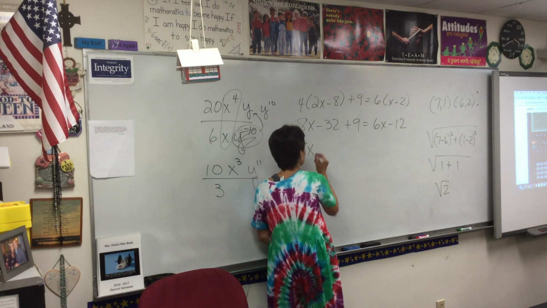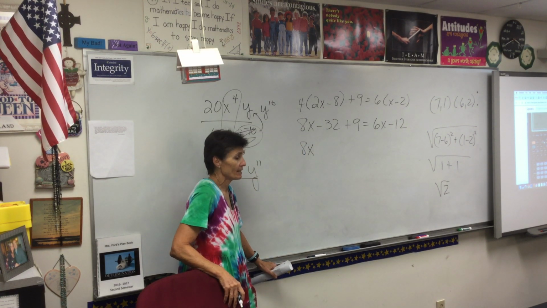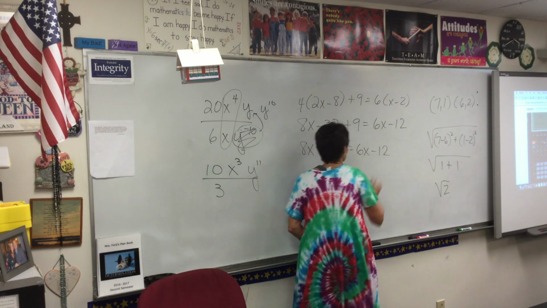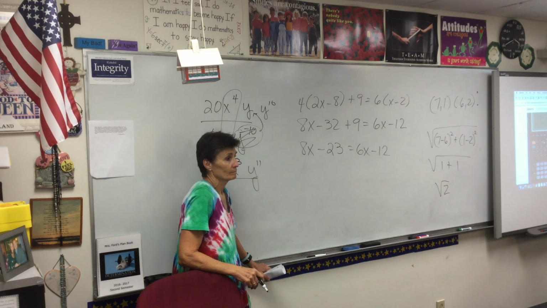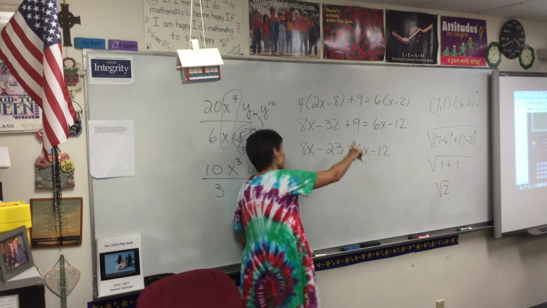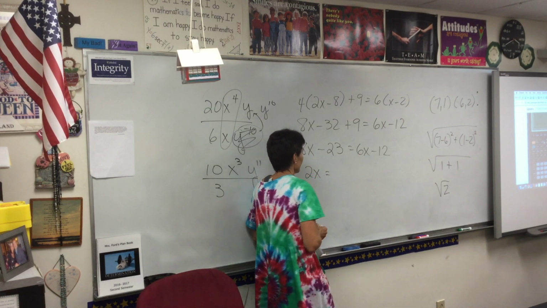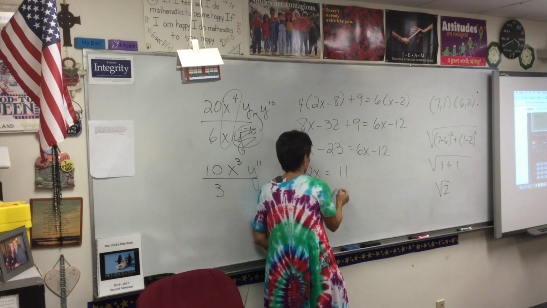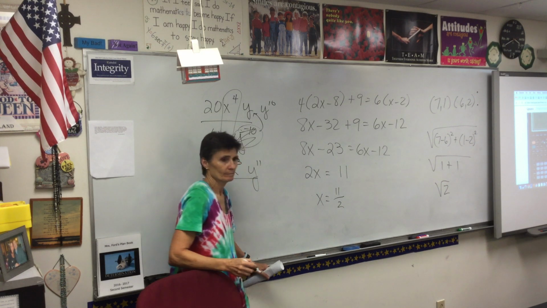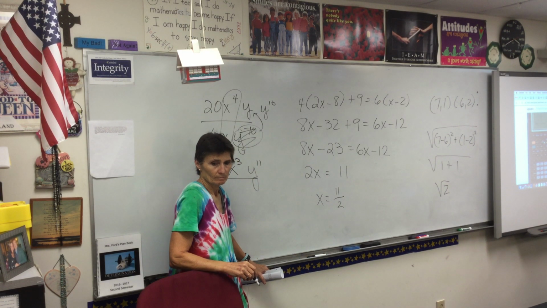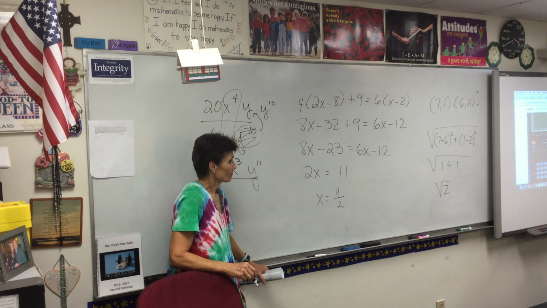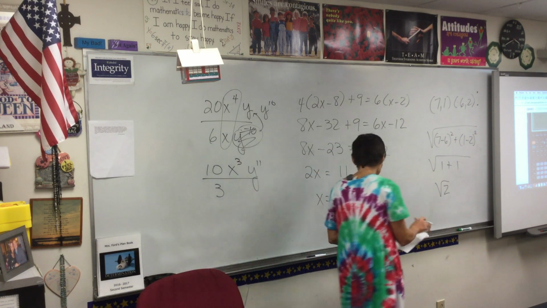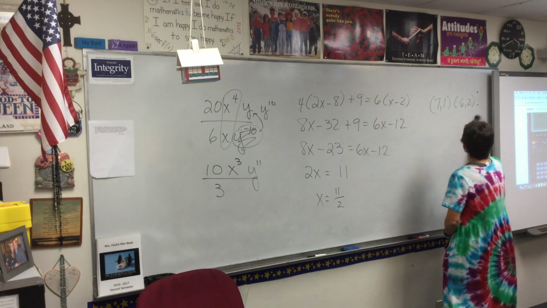All right, what's a negative 32 and a positive 9? Negative 23. Let's bring the x's over, so that leaves 2 over here. And then add 23. Add the 23, what is that, 11? X equals 11 halves. Manageable? Yep. One more, got a little inequality down there.